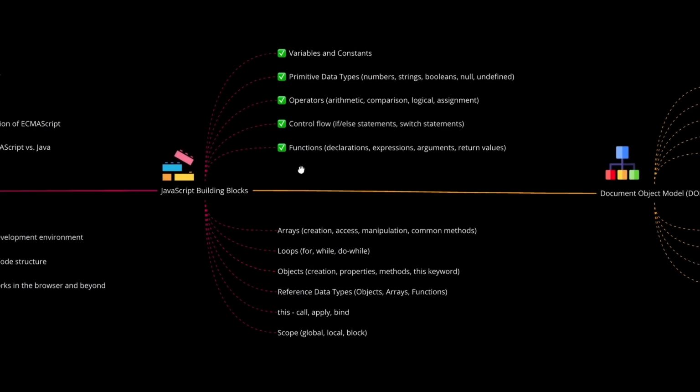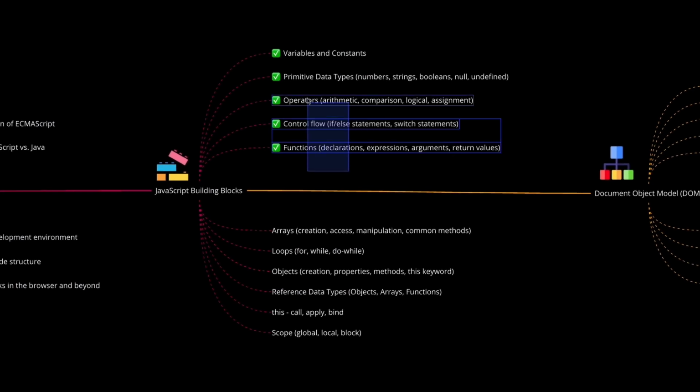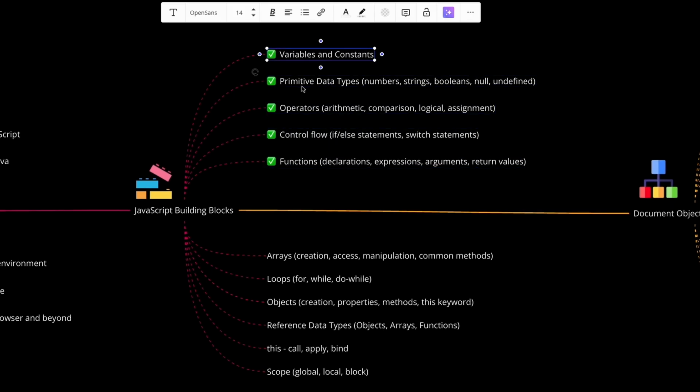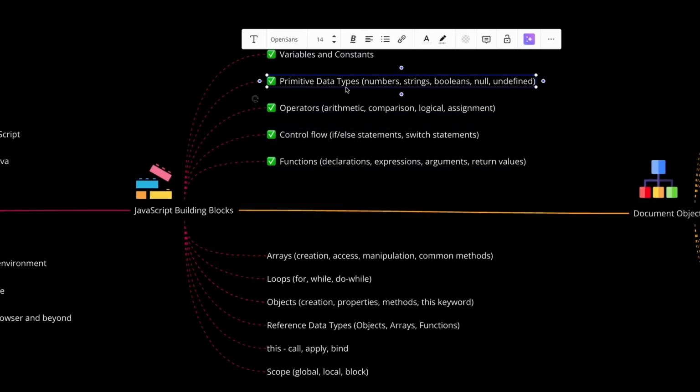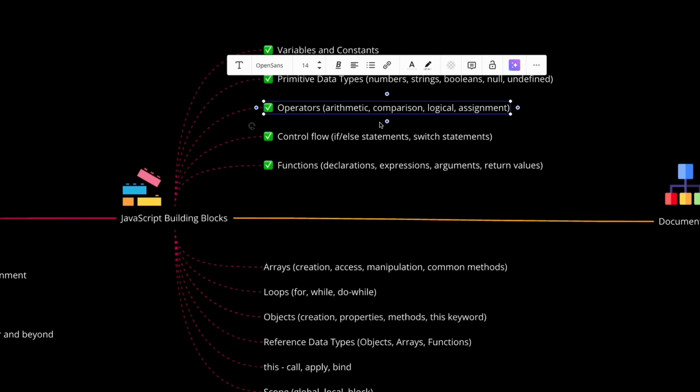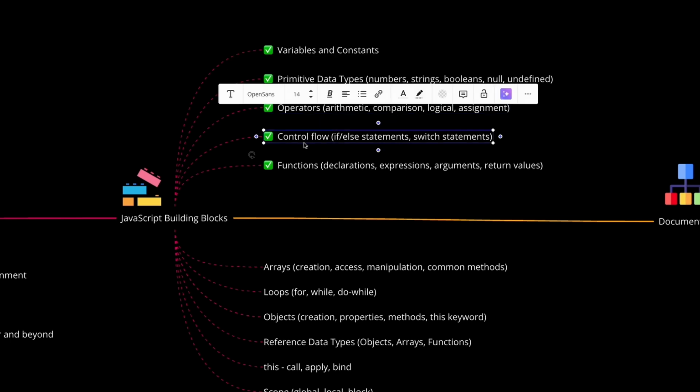And with this lesson, we completed the JavaScript building blocks first part, where we learned about variables and constants. We learned about primitive data types in JavaScript, which are numbers, strings, booleans, and so on. We learned about all of the types of operators like arithmetic, comparison, logical, and assignment operators. We learned how to use if-else statements and switch statements to control the flow of our application.